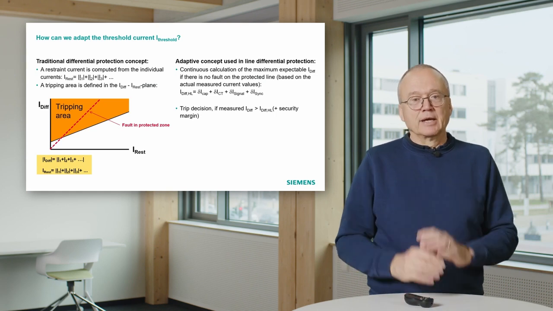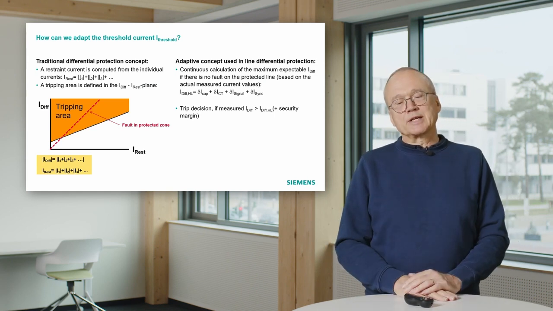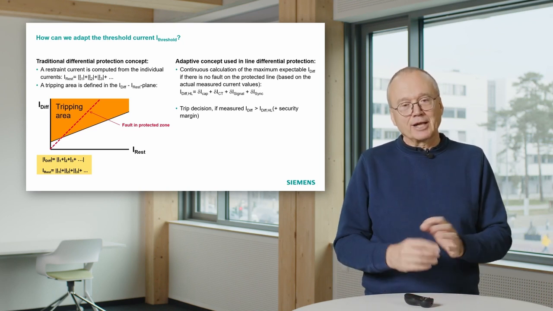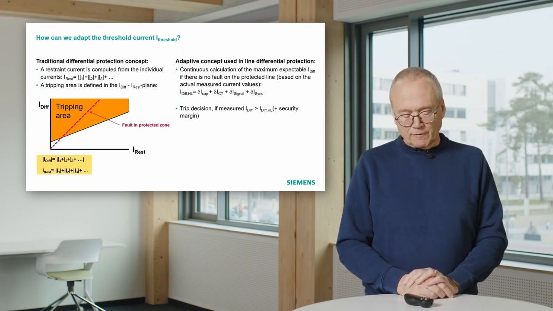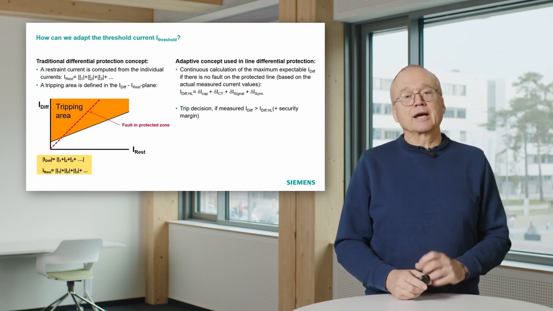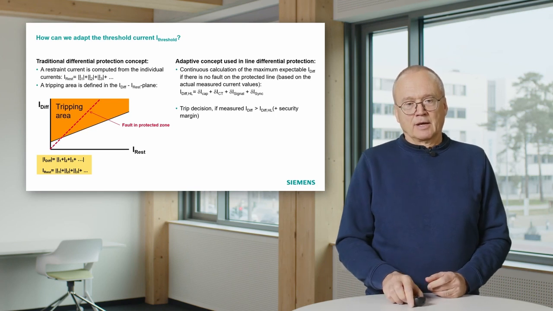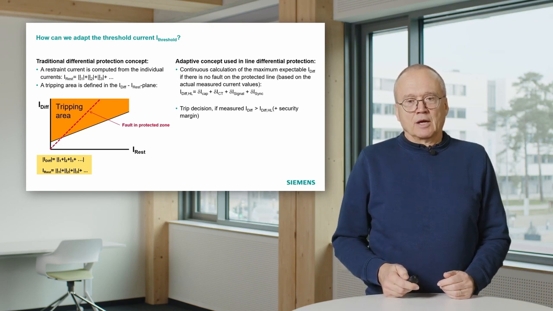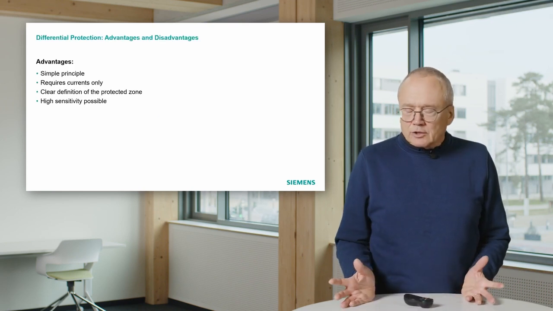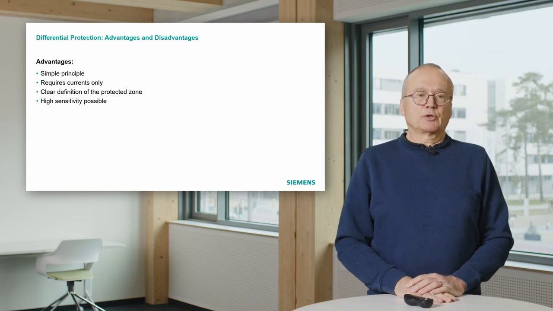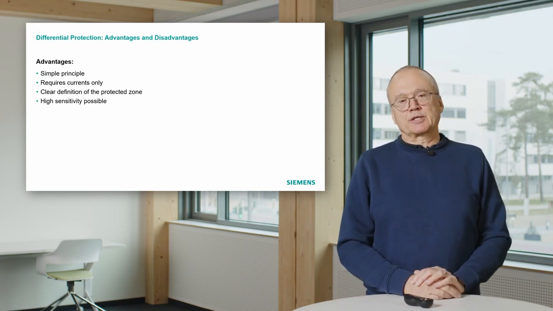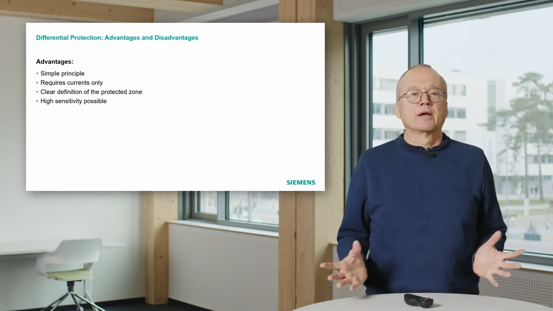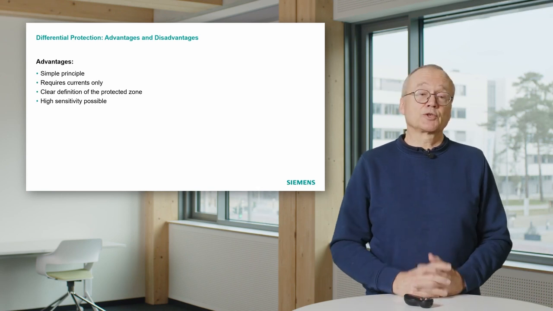And with this concept, and we will discuss a bit more in detail what are the different sources for differential current on a healthy line, we come to a very sensitive and reliable protection of lines. So, as I said, that's an alternative to the traditional concept. In general, if we compare differential protection with the other protection principles we discussed, like overcurrent protection or distance protection, it has some advantages, but you will see it also has some disadvantages.